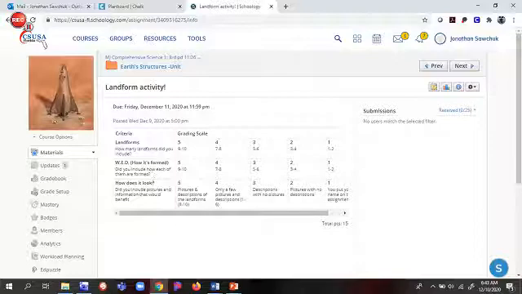Weathering, erosion, deposition, how is it formed? Did you include how each of them are formed? Again, 9, 8, 7, 6, 5, 4, 3, 2, 1. There's our grading scale. Then how does it look?